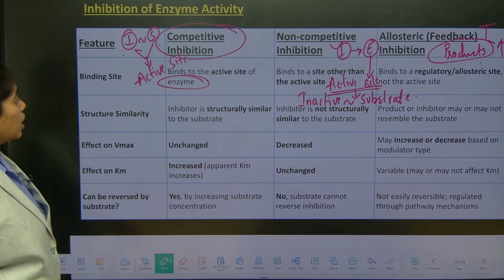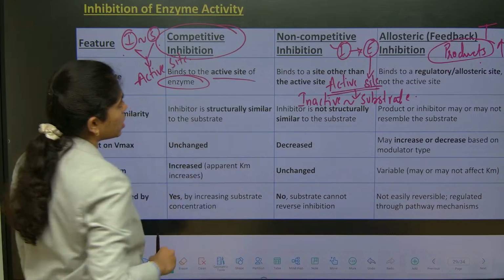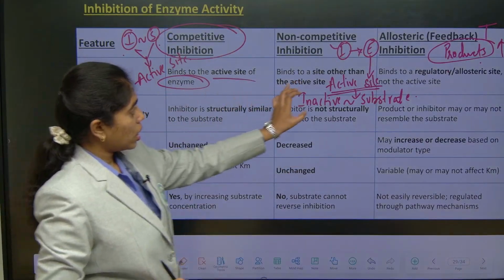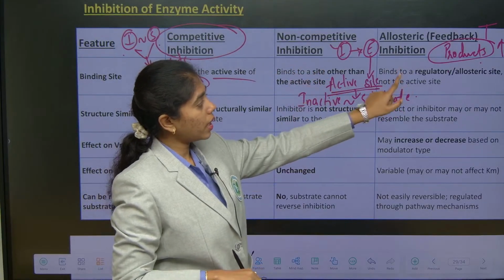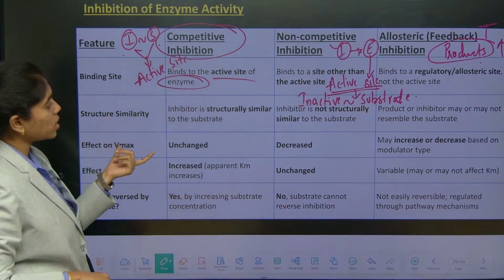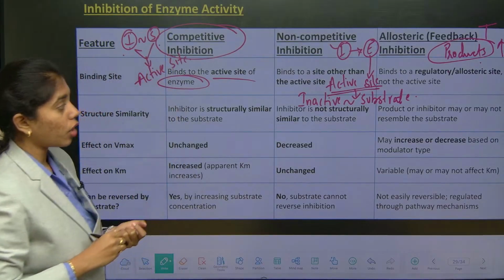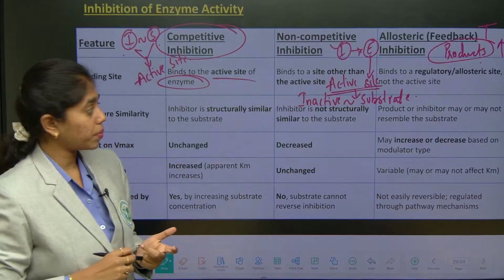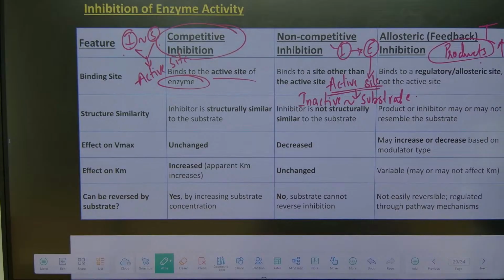Now we see competitive inhibition. This binds to the active site. In non-competitive inhibition, the binding of the inhibitor is other than the active site. Here the inhibitor binds to a regulatory or allosteric site. Structural similarity: the inhibitor is structurally similar to the substrate in competitive inhibition. In non-competitive inhibition, the inhibitor cannot be structurally similar to the substrate. Here the product or inhibitor may or may not resemble the substrate.